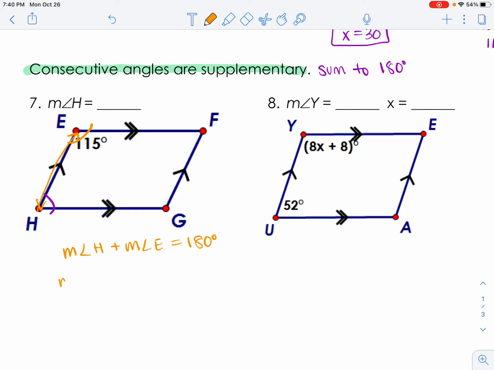So let's plug in what we know. We're looking for the measure of angle H, but we know that the measure of angle E is 115 degrees. And now we can solve for the measure of angle H by subtracting. So I'm going to subtract over 115. And when I do, I find that the measure of angle H equals 65 degrees.